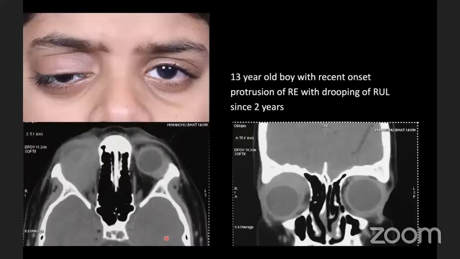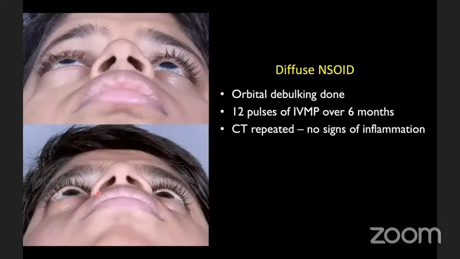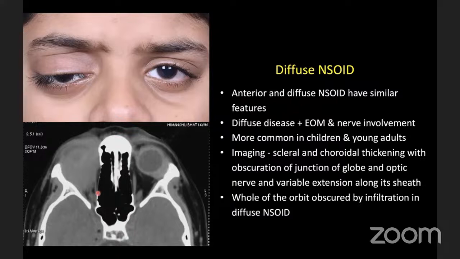Now, the third variant, like we discussed, diffuse and anterior type. So this is a 13-year-old boy who presented with recent onset protrusion of the right eye and drooping of the right upper eyelid. As you can make out, the structures cannot be very well defined on the CT examination, and he had a long-standing presentation for about 2 years. So in this case, orbital debulking was done, and he was started on 12 pulses of IVMP over a 6-month period. And when a repeat CT scan was done, there were no signs of inflammation.